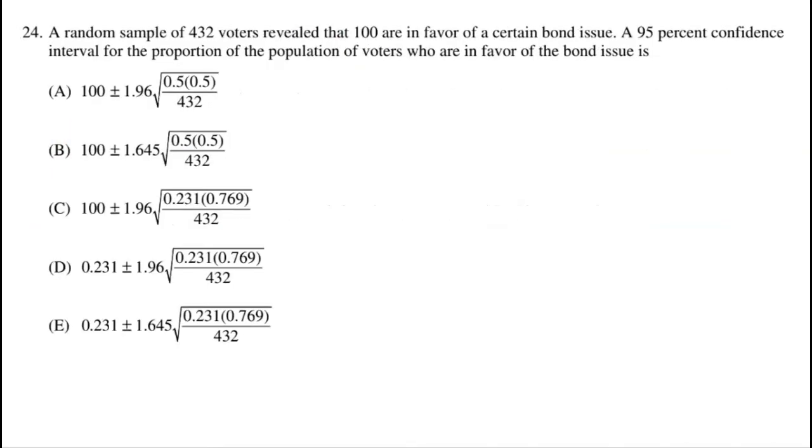All right, in this problem, a random sample of 432 voters revealed that 100 are in favor of a certain bond issue. All right, that is a sample proportion. We got 432 voters, and 100 of them are in favor of the issue. A 95% confidence interval for the proportion of the population of voters who are in favor of the bond issue is what? Okay, well, again, we're looking for a confidence interval for the proportion of the voters that are in favor of the bond issue.